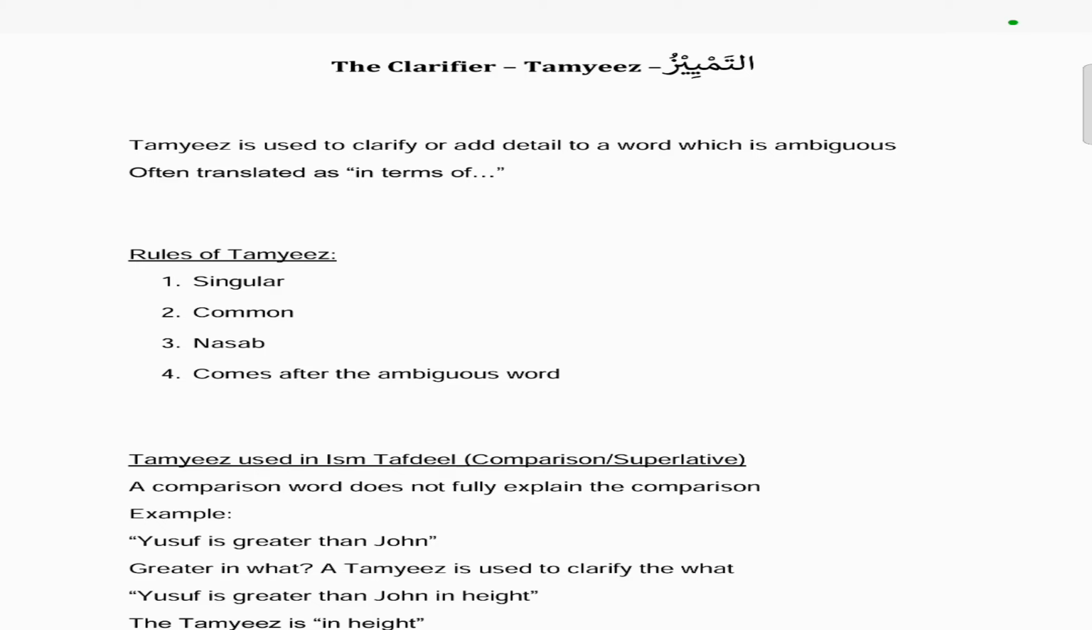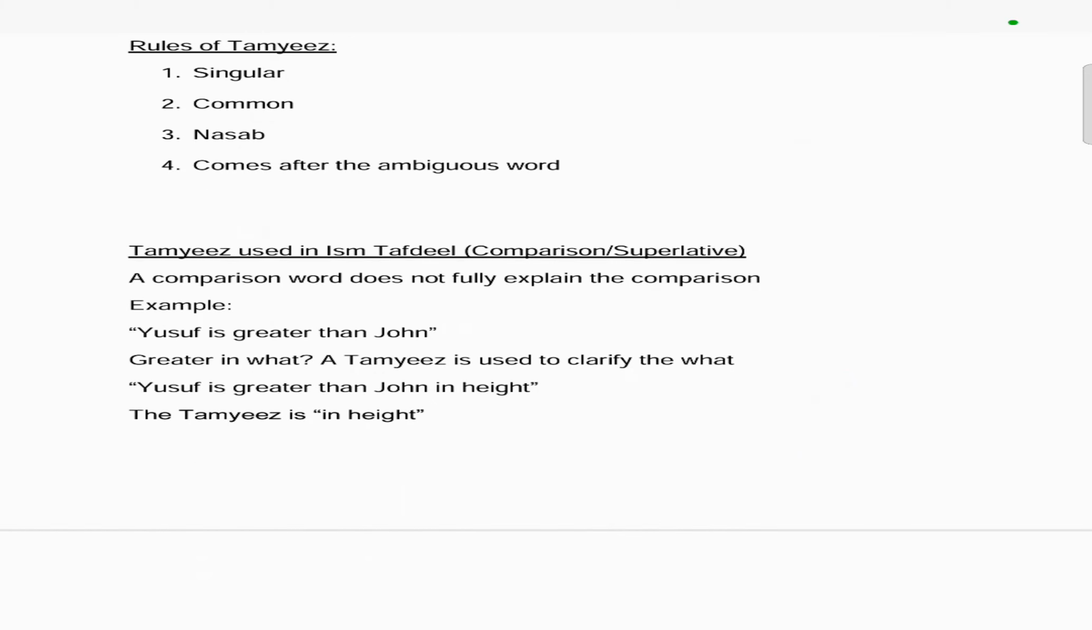The rules of a Tamyeez are that the Tamyeez is always singular, common, and nasab in status, and it comes after the ambiguous word. So it has to be singular, common, and nasab. A tamyiz is often used with an ism tafdil. If you remember, the ism tafdil is a comparative.